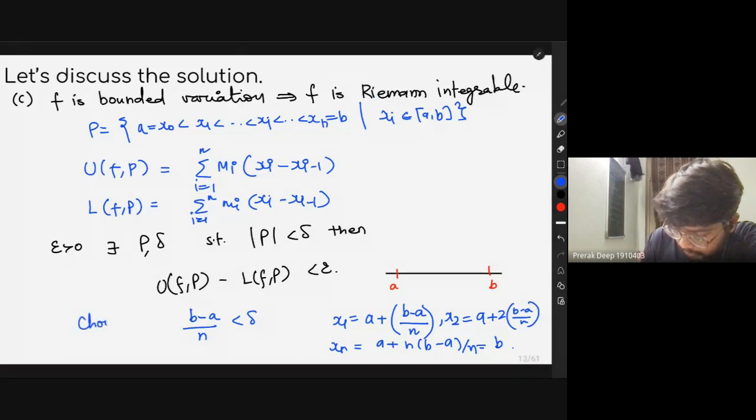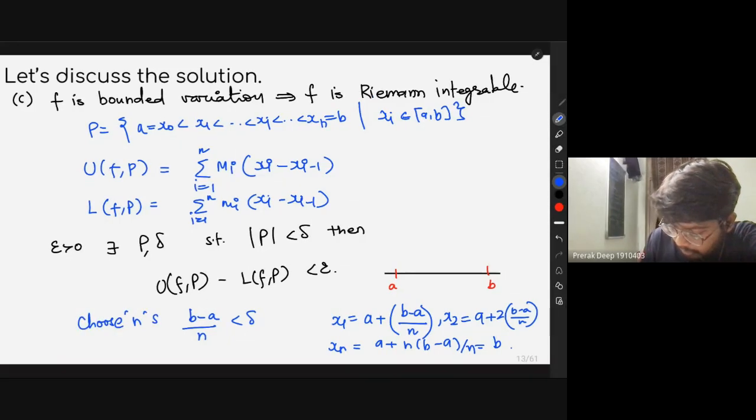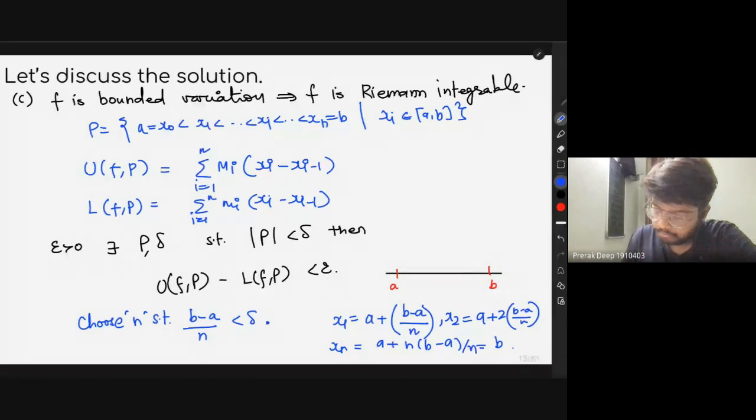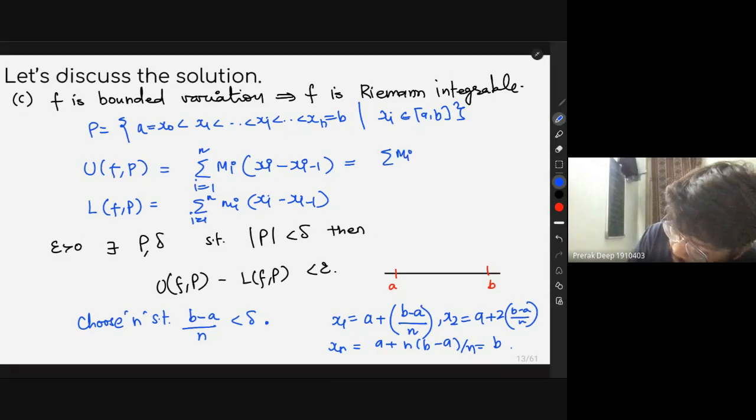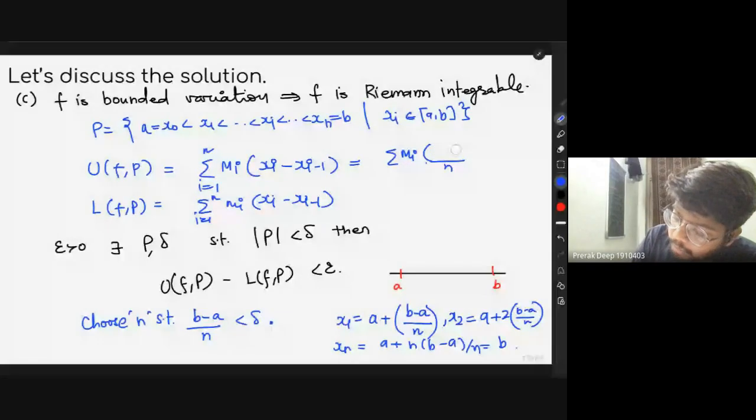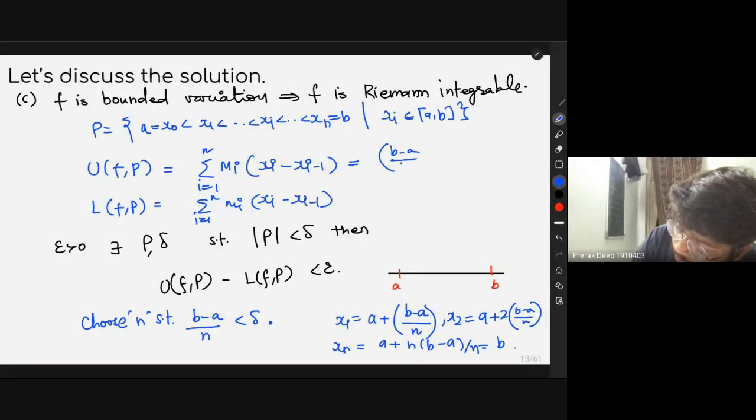So in particular, you can choose n such that this is smaller than delta. Okay, so in that case, if I consider such type of partition, my definition of UFP can further be simplified because the difference will then be constant. So you can take that difference outside the integral. So this will come out.